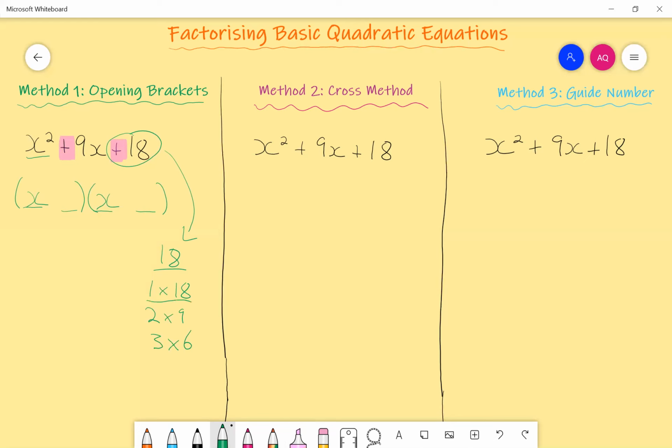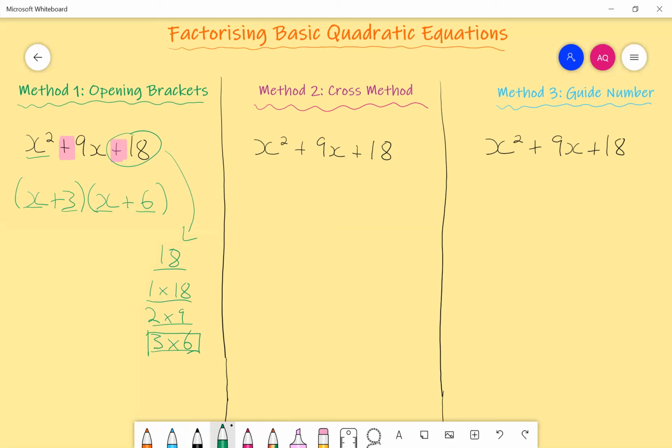So with the two positive signs, we need to pick a pair of factors which will add to give 9x. So we have 1 and 18, 2 and 9, or 3 and 6. The only pair that will add to give 9x will be 3 and 6. So we can go ahead and put in 3 and 6. As I said, it'll have to be two positive signs because the positive 18 means they have to be the same sign, and the positive 9x means they're both going to have to be positive.